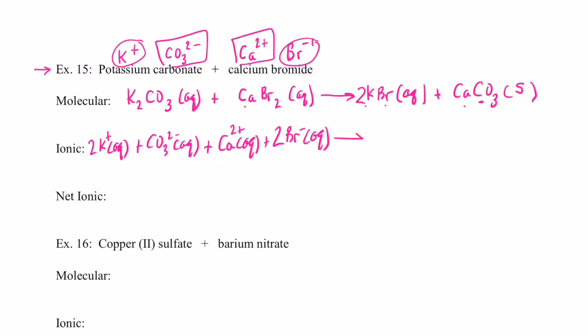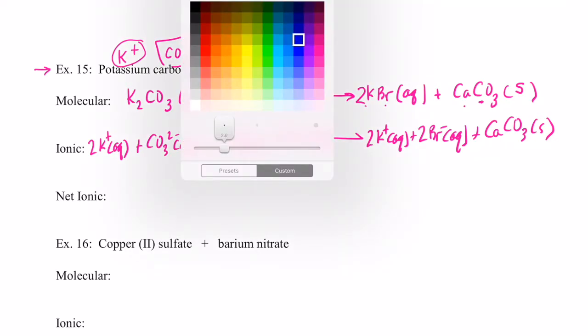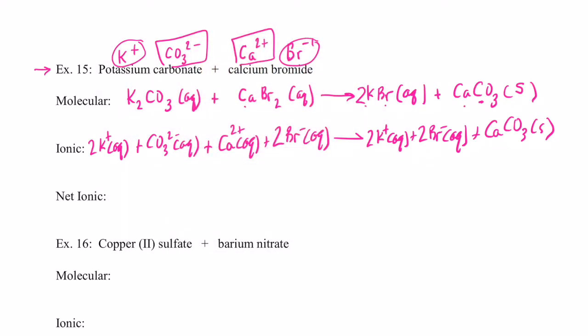On the product side, I have 2 KBrs, AQ, so I have 2 K pluses surrounded by water and 2 Br negatives, AQ. And then calcium carbonate, I am not going to separate. They're more attracted to each other than they are to water, so they precipitate out. So this is my balanced ionic equation. Now let's cancel out my spectator ions. So when I do that, let's see what's the same on both sides. 2 Br negatives are the same, and my 2 K pluses are the same.